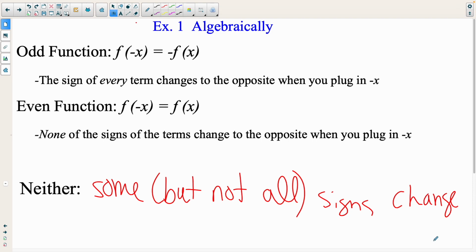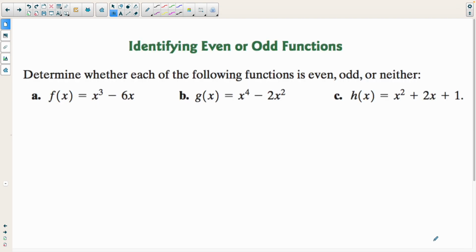All right, so let's try some of these algebraically. What we're doing is plugging in a negative x, that's the test. If all the signs change to the opposite, it's odd. If all the signs stay the same when you compare it, then it's even. And if some change and some don't, we're neither. So for letter A, we're finding f of the opposite of x, or f of negative x.